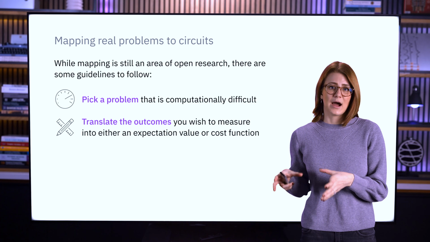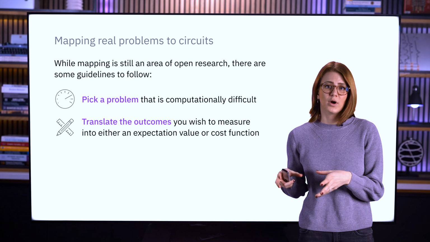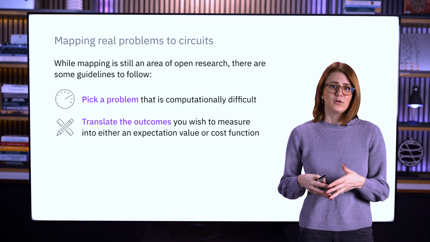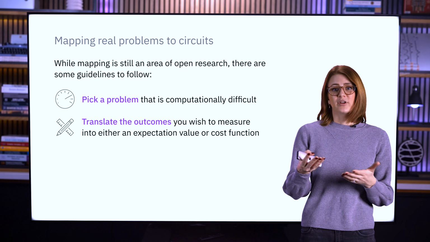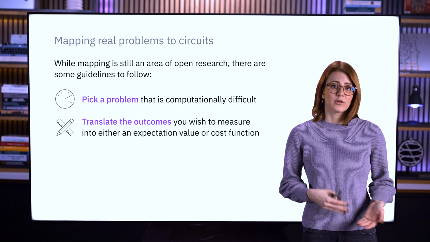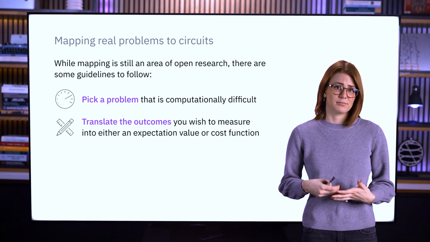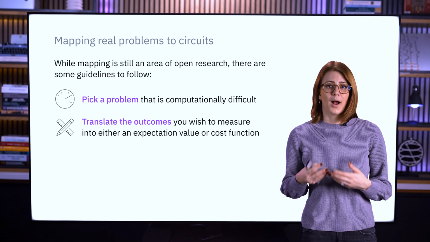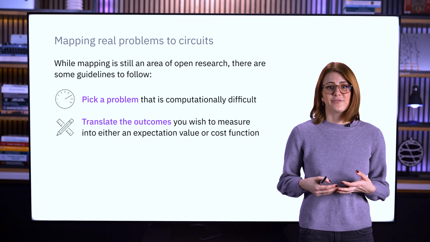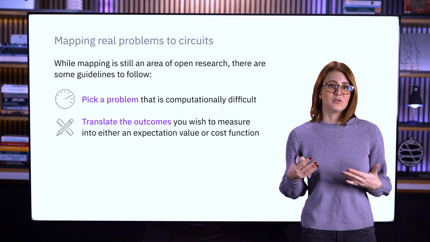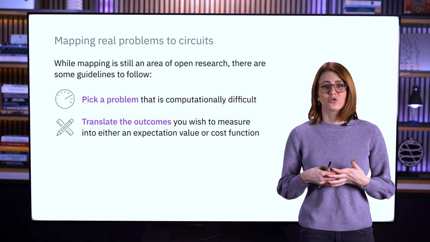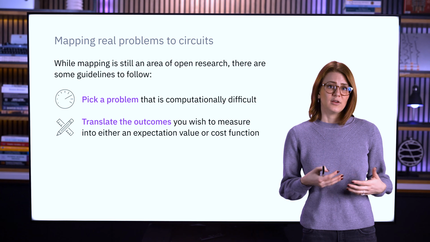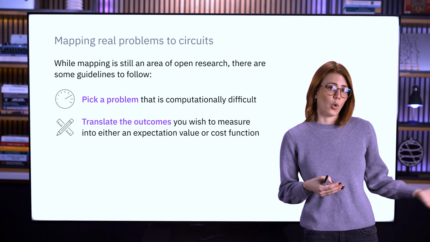Next, translate the outcomes for your problem that you want to measure or understand into an expectation value problem or a sampling problem. For most types of problems, this essentially corresponds to calculating a cost function. A cost function is a problem-specific function that defines the problem's goal as something to be minimized or maximized, and they can be used to see how well a trial state or solution is performing with respect to that goal.